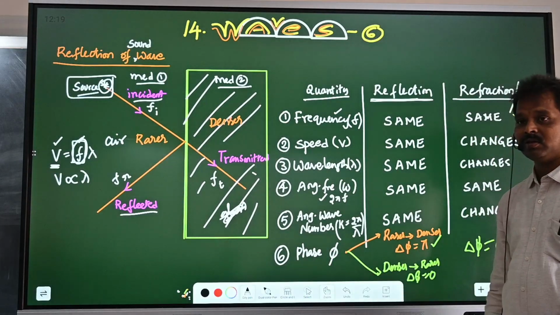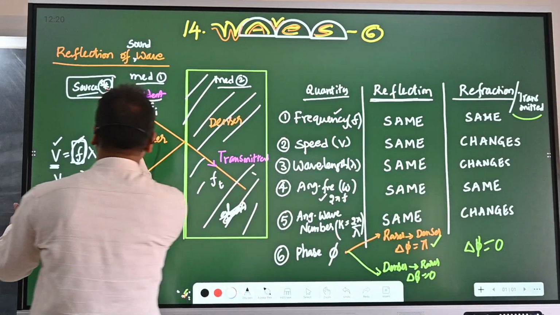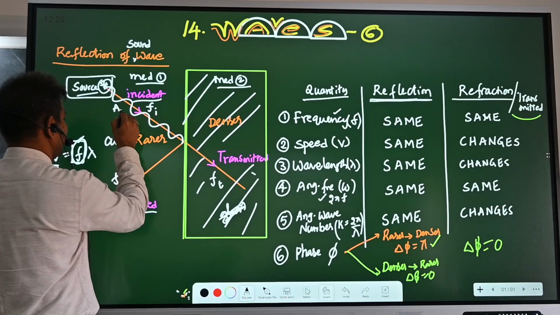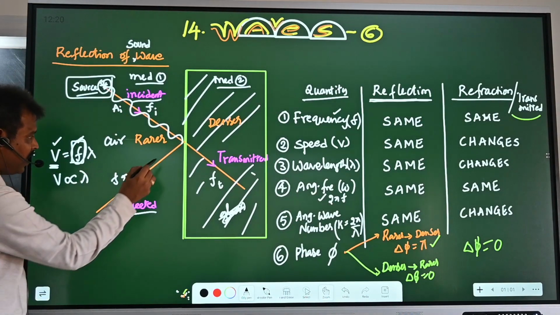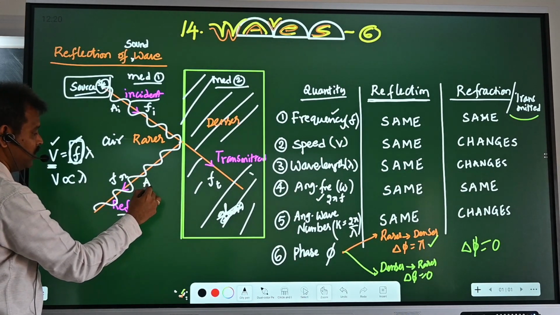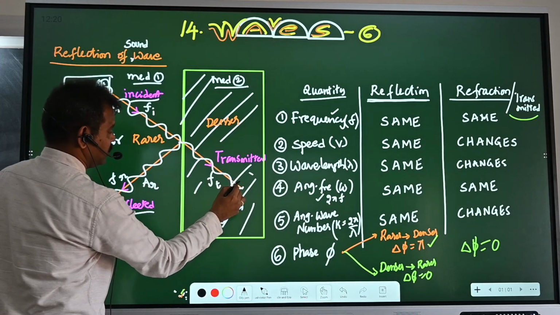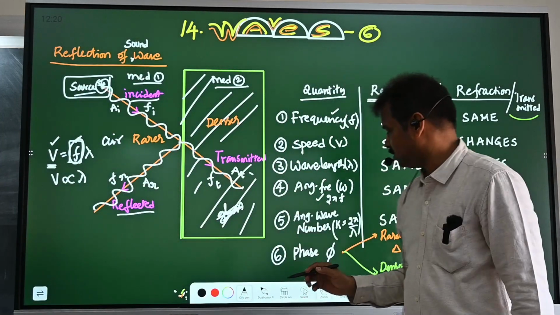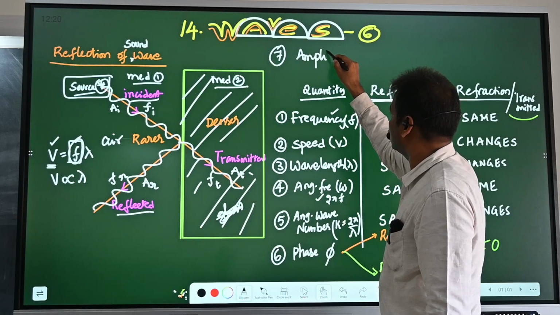Now after the phase, we will see what happens to the amplitude of the wave. Let us say this is the wave that is coming here, having amplitude AI. What is AI? Amplitude of the incident wave. Then the wave will come back like this with a different amplitude, and it may be transmitted with a different amplitude. So now the seventh point, amplitude.